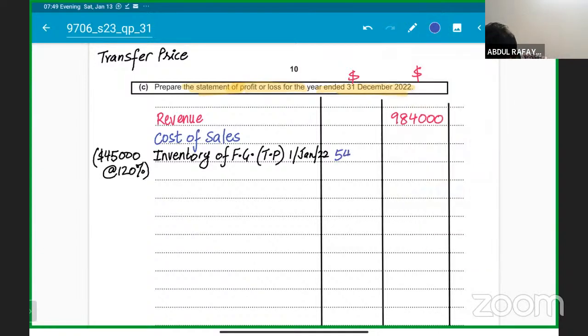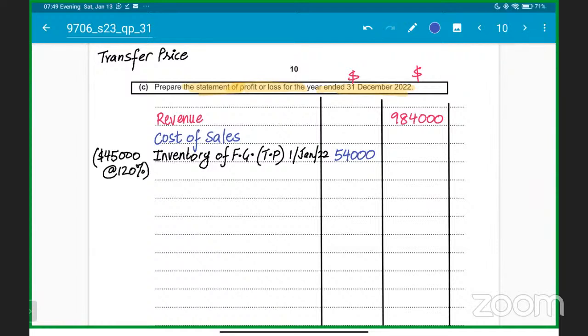This will be 54,000 for opening inventory of finished goods. Understood? Clear? Any problem? Guys, got it? Any questions? Let me know.